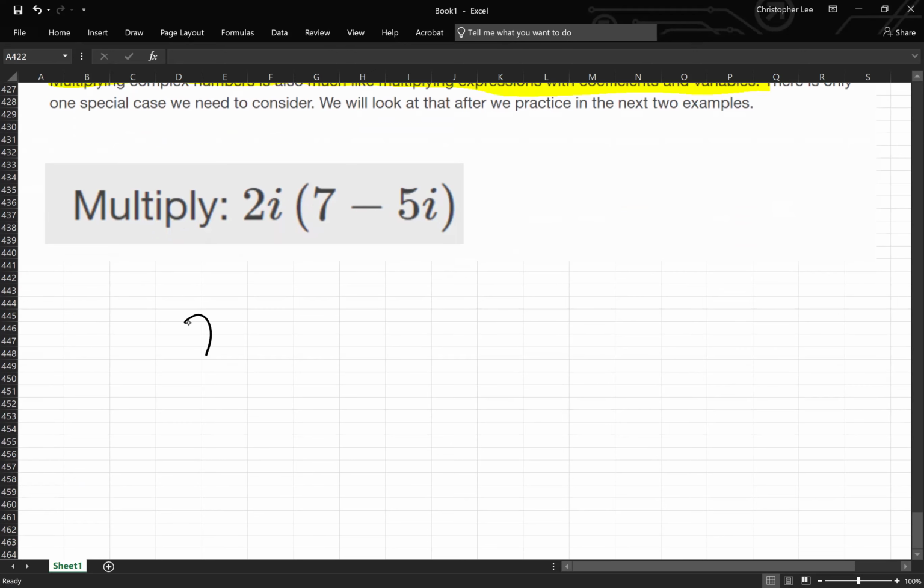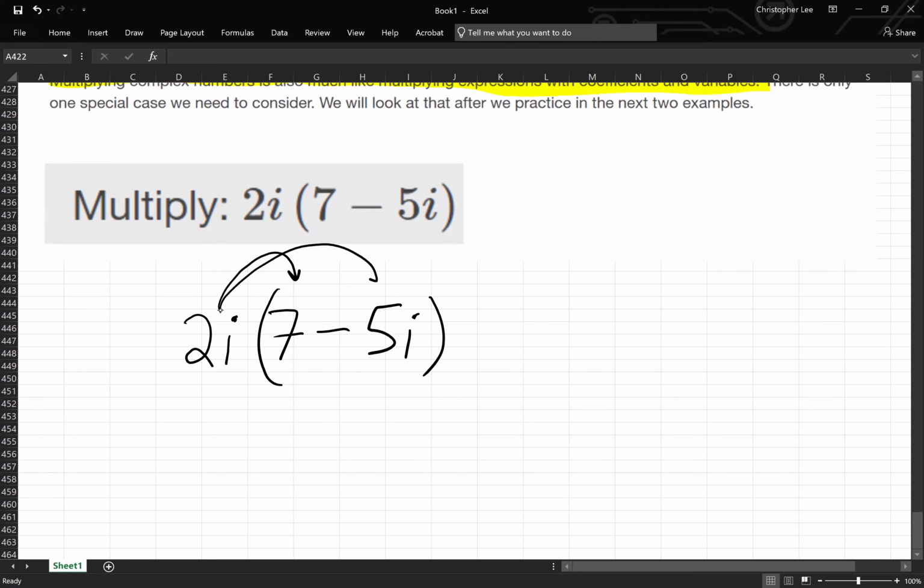And the complicated way you do this is you distribute. So this is 2i times 7 minus 5i, right? So what are you going to do? Take the 2i, distribute it, and then distribute it again, and that's the end of the problem. 2i times 7, this is 14i. 2i times negative 5i, this is negative 10i squared, all right?